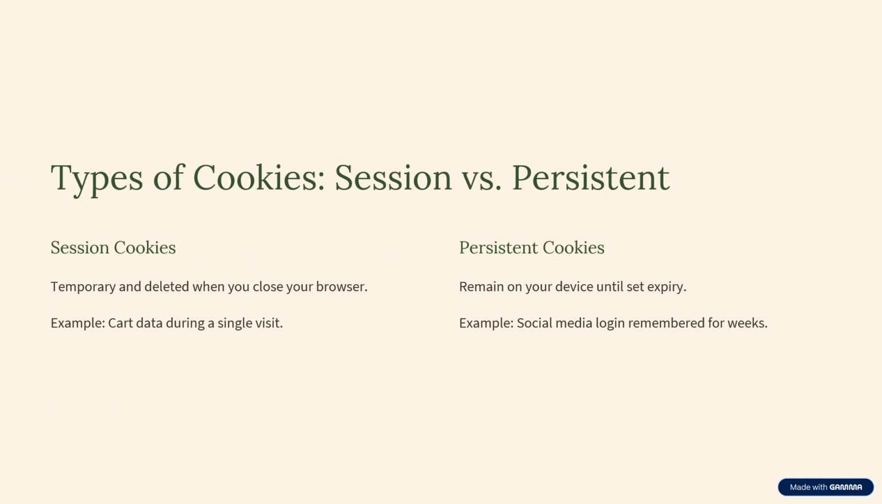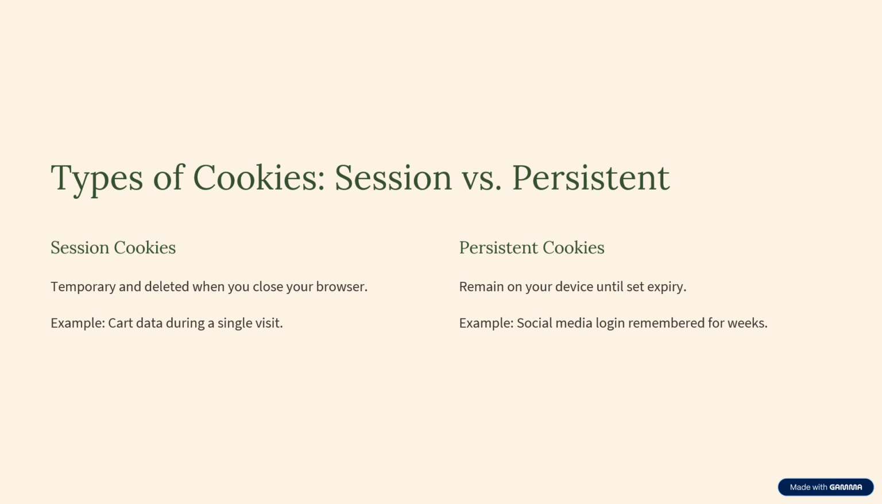The last type of cookie is session versus persistent. The session cookie stores data temporarily and is deleted when you close your browser. For example, cart data during a single visit. It means in session cookies, the data is stored in short term memory. When we close that website, the data expires.